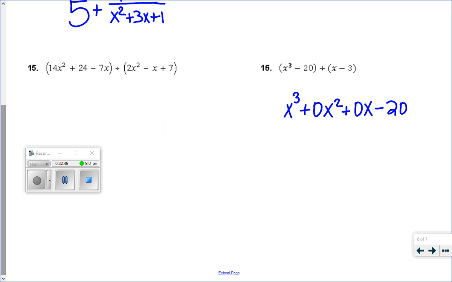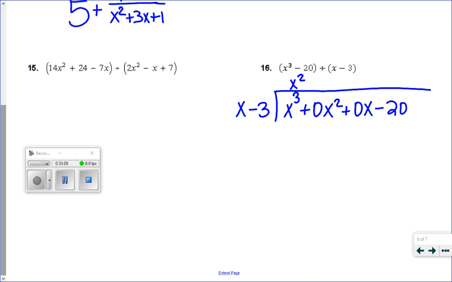All right, so I'm putting in those 0 placeholders. I'm making sure everything is in order from highest degree to lowest degree. And now we can get this game started. We're dividing by x minus 3. Let's go. So how many times does x go into x to the third power? In other words, x times what gives you x to the third? The answer is x squared. So let's start with that.